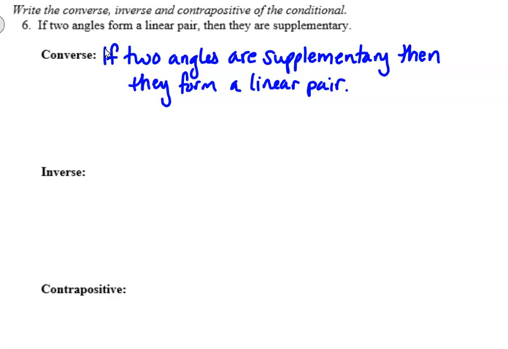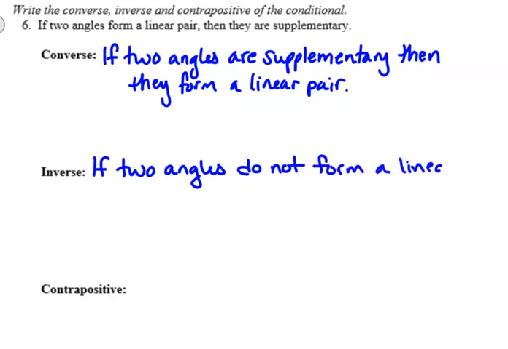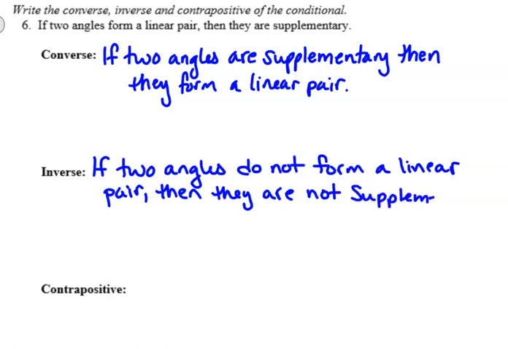If I want the inverse, I'm going to take that original sentence and I'm going to put in those nots or those negatives. So if two angles do not form a linear pair, then they are not supplementary. So notice I kept the same order, but I put in the nots.